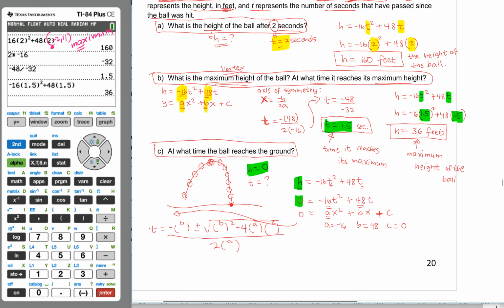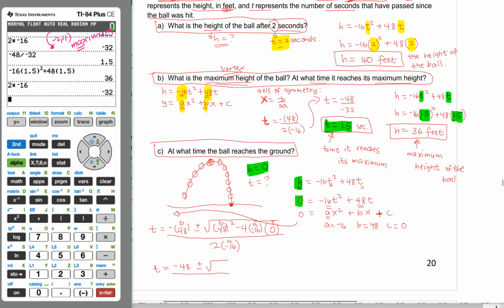The b value is 48, so I will just plug it in. This one is also 48. The a value is negative 16, and the c value is 0. The a value is negative 16. Then, like the last time, we just enter first the one in the parentheses. So this is now negative 48 plus minus square root of something, divided by 2 times negative 16. 2 times negative 16 gives you negative 32.